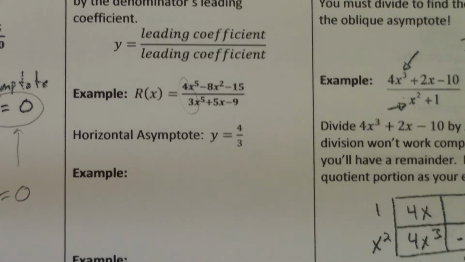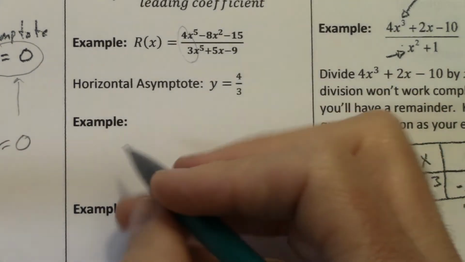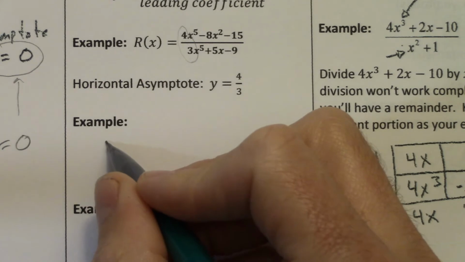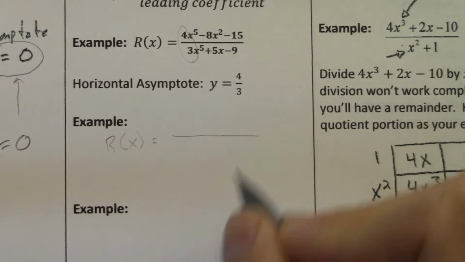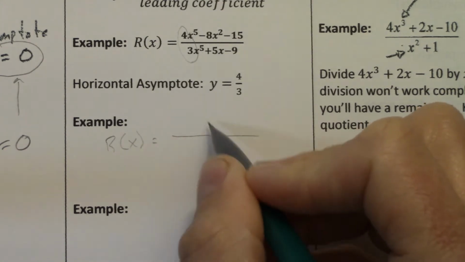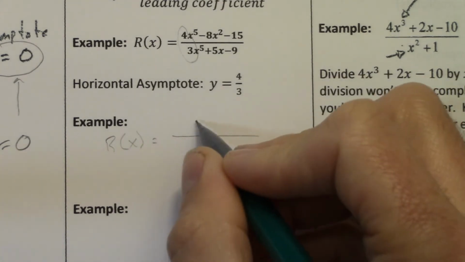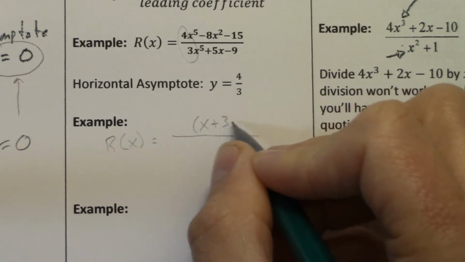Okay? If we wanted to create another example, if I want to make an example problem, let's just use r of x. We use this often. We want the degrees to match. If the degrees match, I'm going to write it in a different way. I'm going to write it like this.